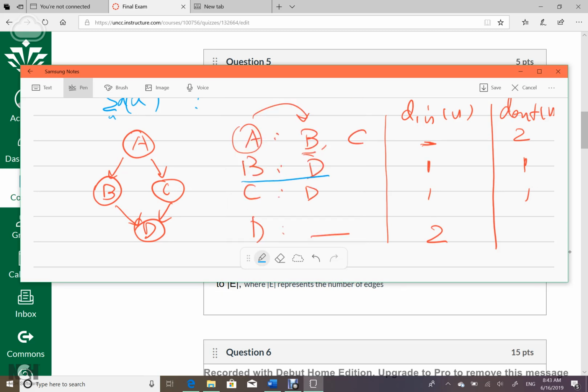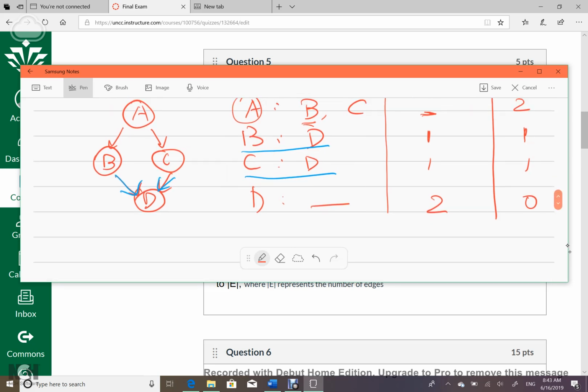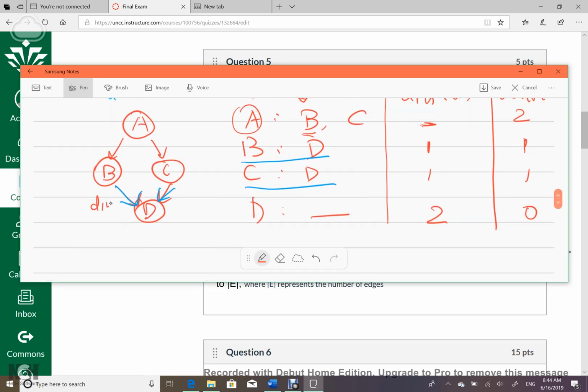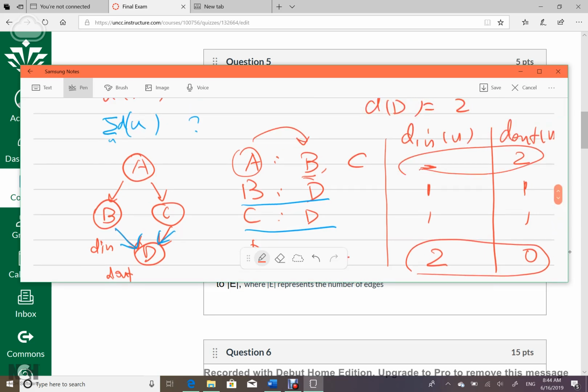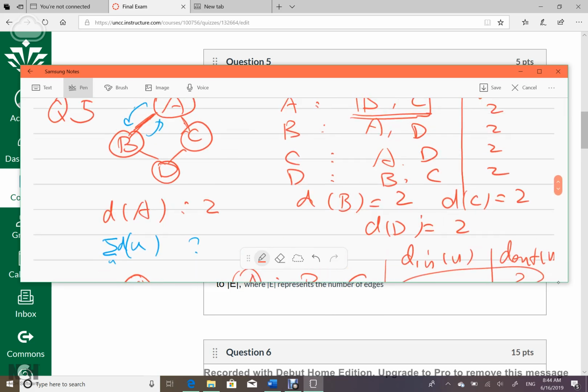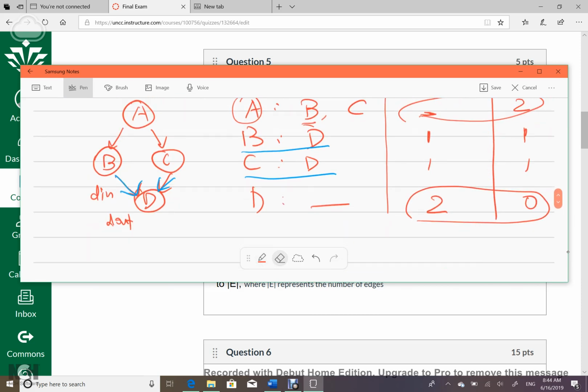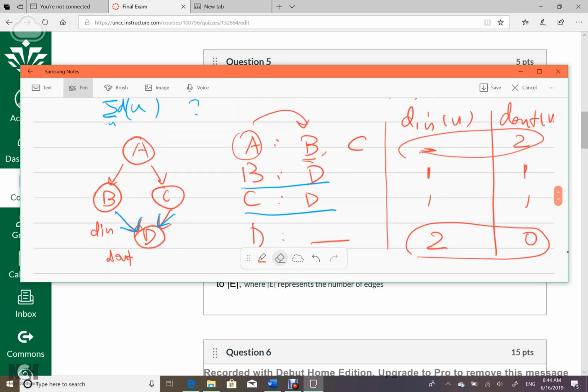You have 2 vertex in D, right? Same thing here. This is in edges. And the out edges is 0. And from here you can see if we consider D in and D out, and in that case you add them together, it's the same as what we talk about the total edges, right?